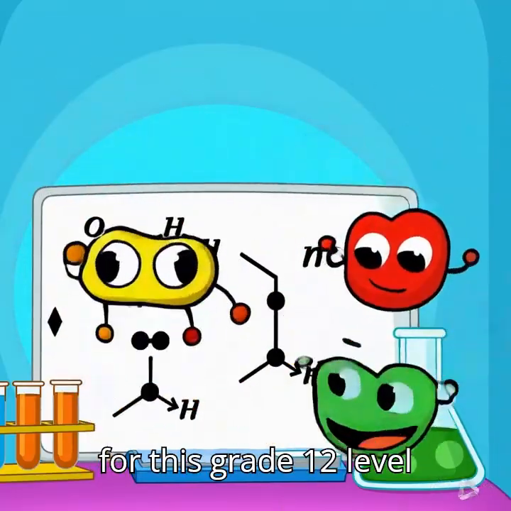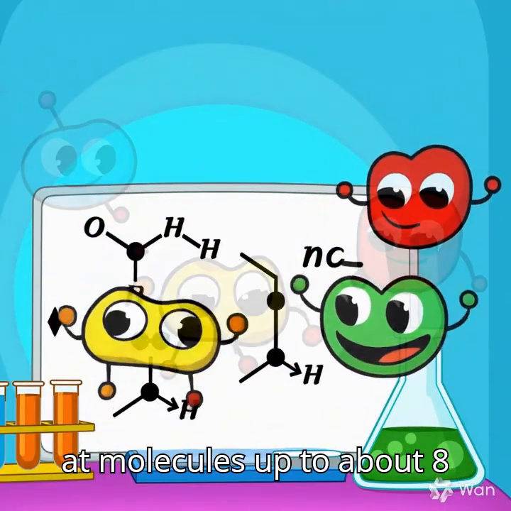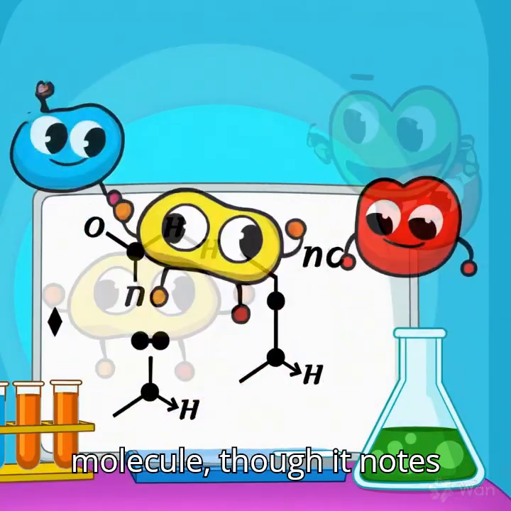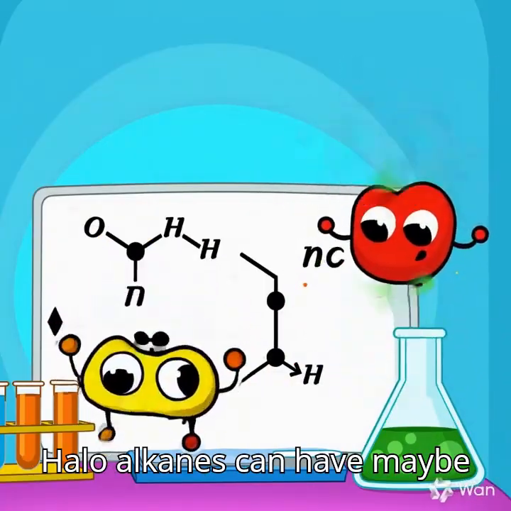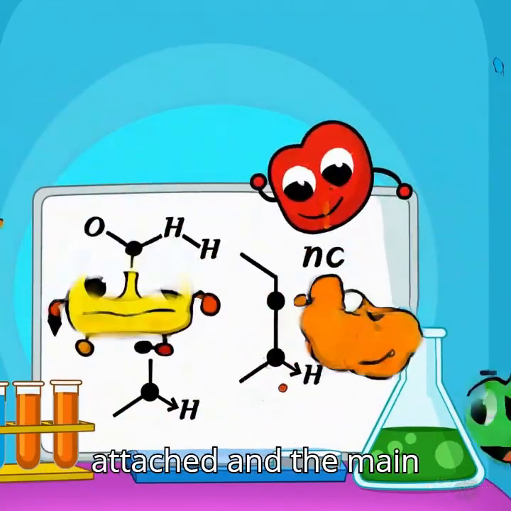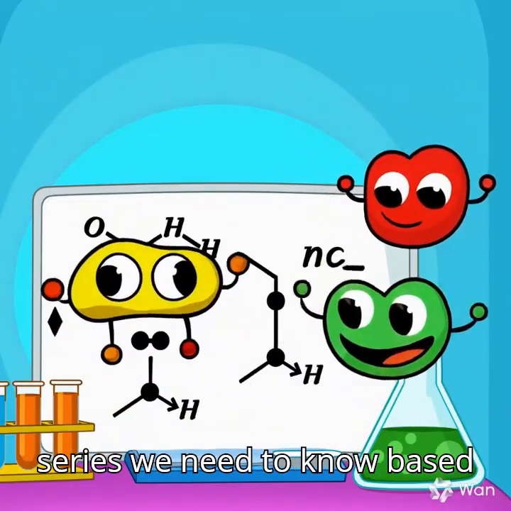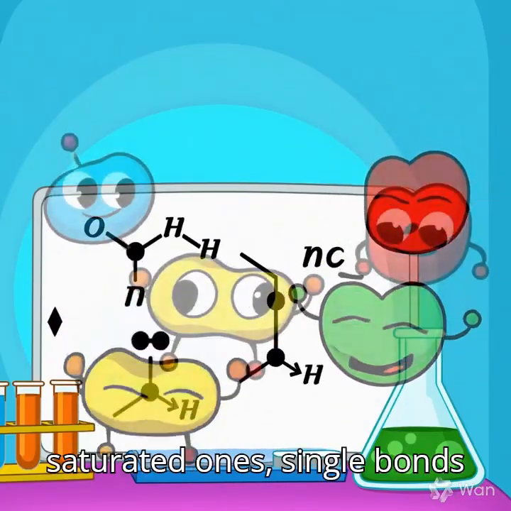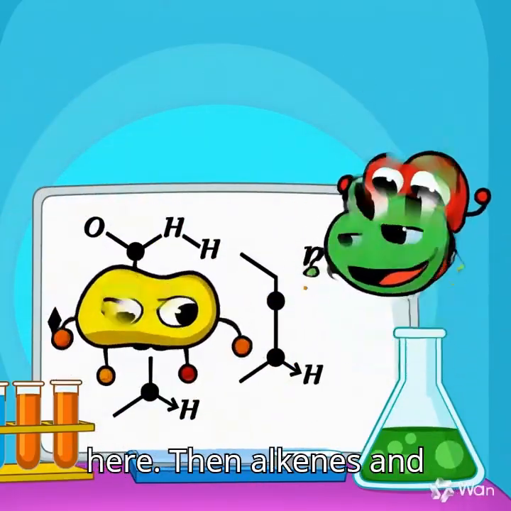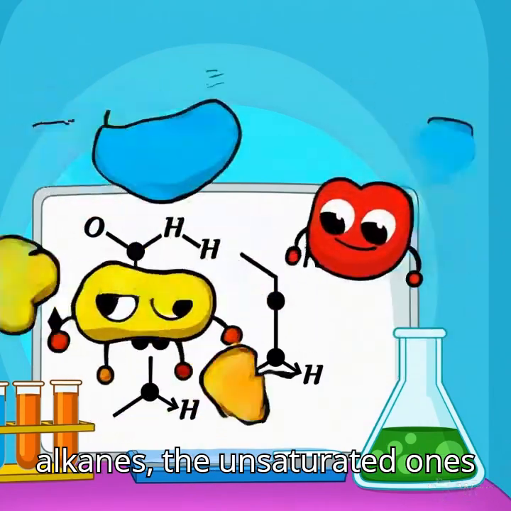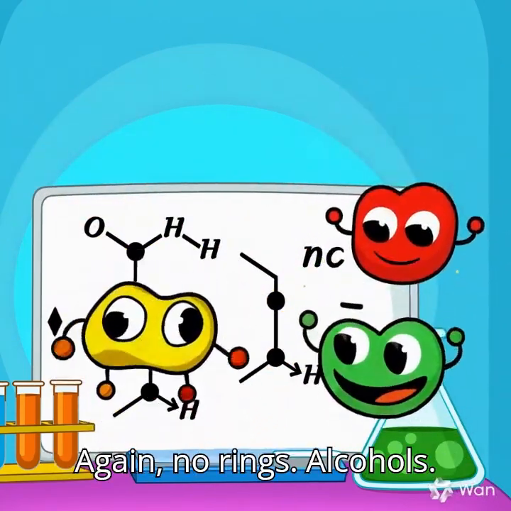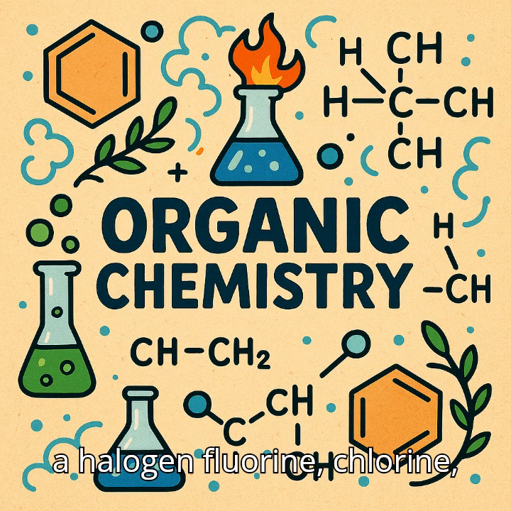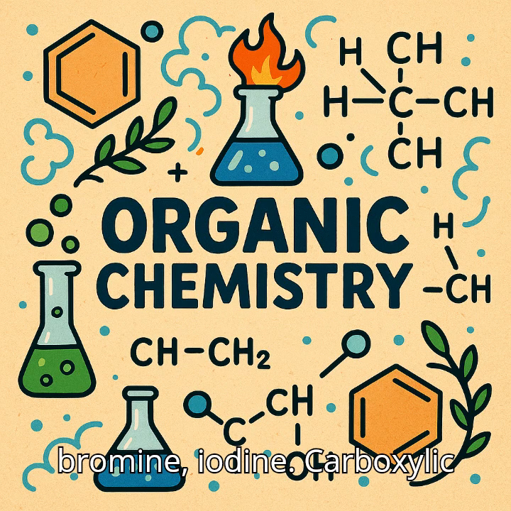And for this grade 12 level source, we're mostly looking at molecules up to about 8 carbons, and usually just one main functional group per molecule, though it notes haloalkanes can have maybe up to 2 halogen atoms attached. And the main families, the homologous series we need to know? Yeah. Based on those functional groups. Exactly. The source lists them. Alkanes, those are the saturated ones, single bonds only, no rings mentioned here. Then alkenes and alkynes, the unsaturated ones with double or triple bonds, again, no rings. Okay. Alcohols, they have the OH group, the hydroxyl. Haloalkanes have a halogen: fluorine, chlorine, bromine, iodine. Right.